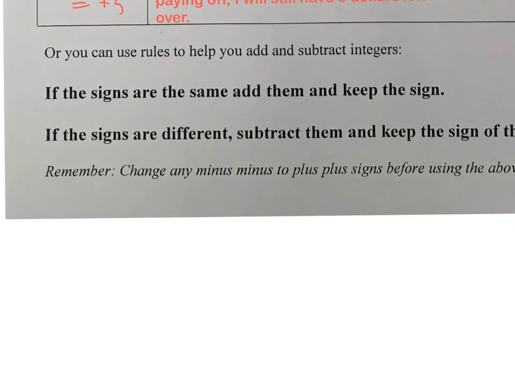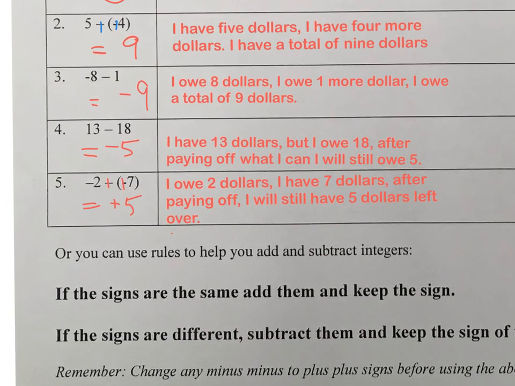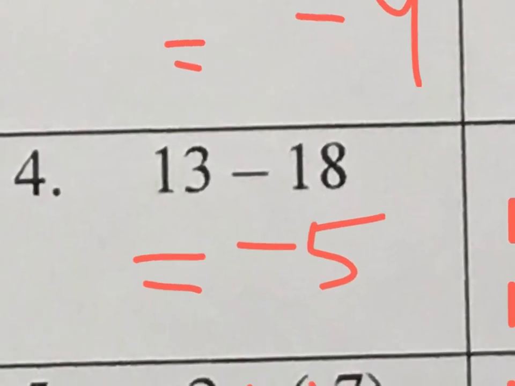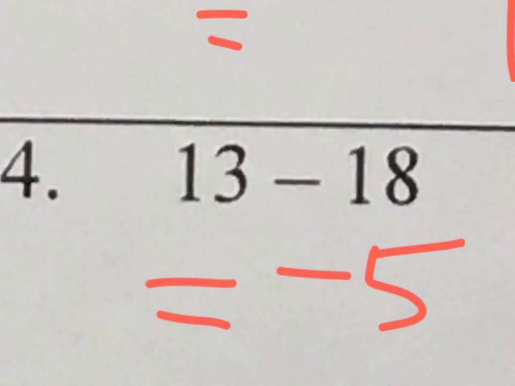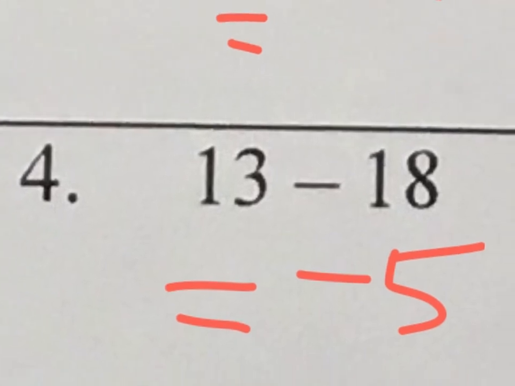The rules are, if the signs are the same, add them and keep the sign. If the signs are different, subtract them and keep the sign of the larger number. So if you wanted to, you could look at number 4, like 13 and -18, and say, okay, the 13 is +13. This minus is kind of like a negative, so the signs are different. So you subtract and you keep the sign of the larger number. So I like to think of money. If you like to do the rule better, go for it, use the rule, right?